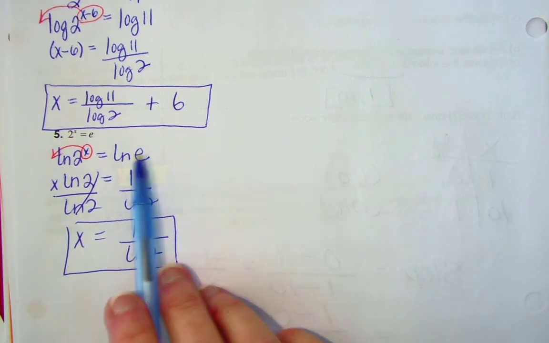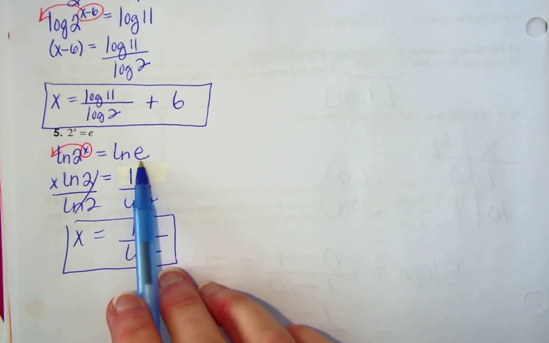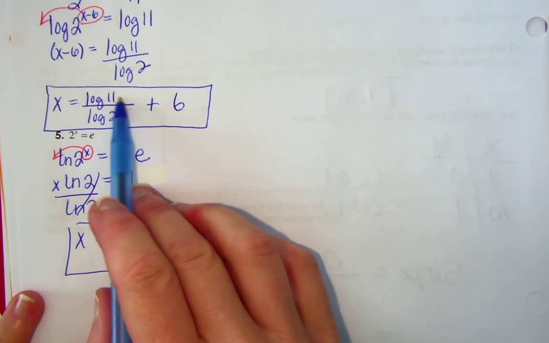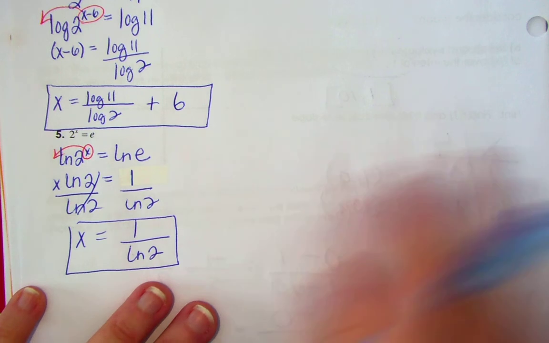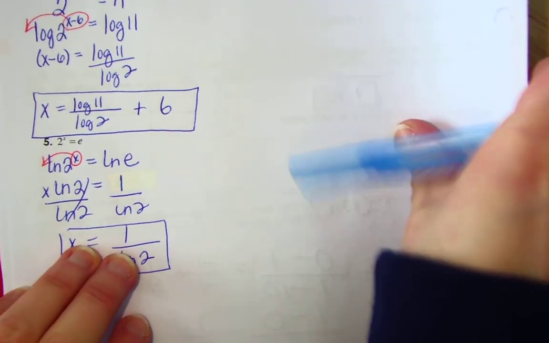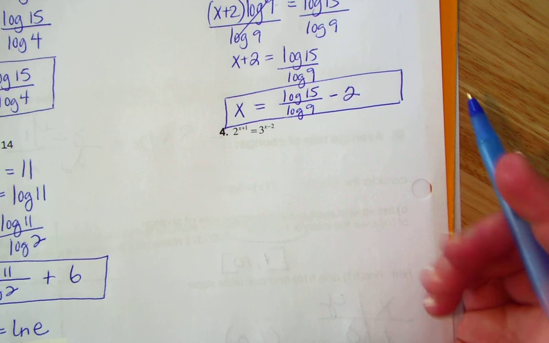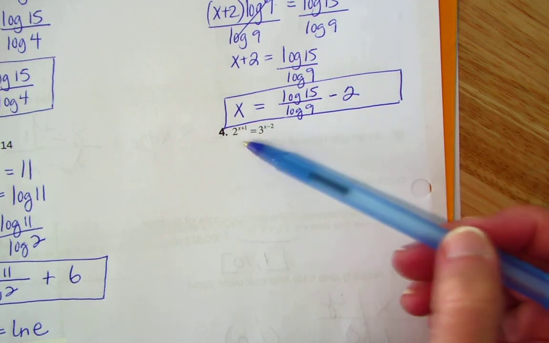So watch out: log of 10 is 1, and ln of e is 1. And if this number was any power of 10, you could also reduce that. All right, we're going to finish with number 4 and then look at a couple of word problems. So number 4, again, different bases.